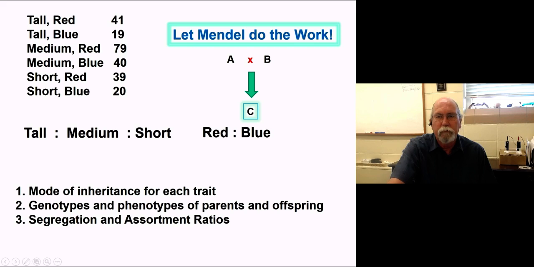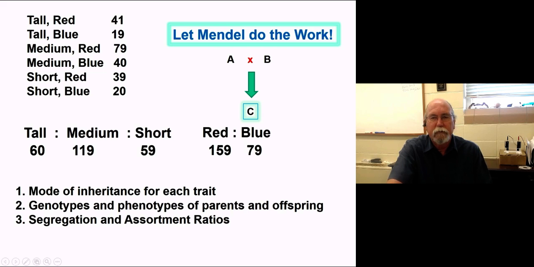So 41 plus 19. Count up the mediums. Don't care whether they're blue or red. We just count them up, right? Same thing for shorts. I did this. You should always check my math because sometimes I don't do it right, but I get 60 talls, about 119 mediums, and about 59 shorts. Then we go count up the reds. We don't care whether they're tall, medium, or short. We just count all the reds. So 41, 79, 39, and then all the blues, okay? When I do that, I look like I get 159 to 79, right?